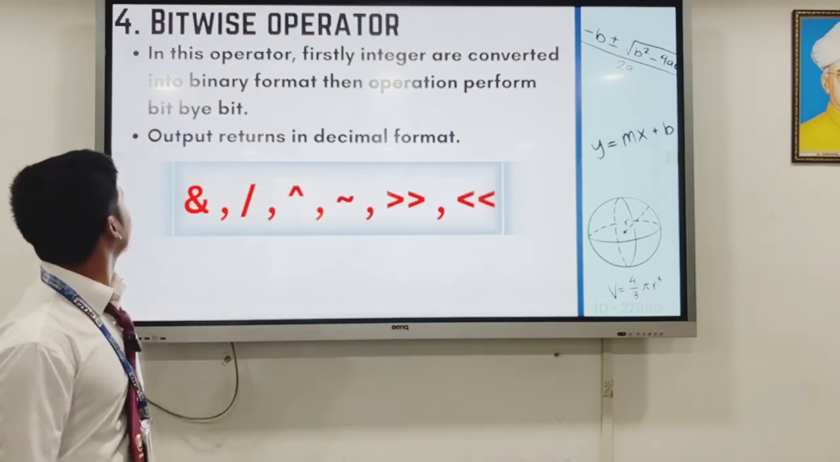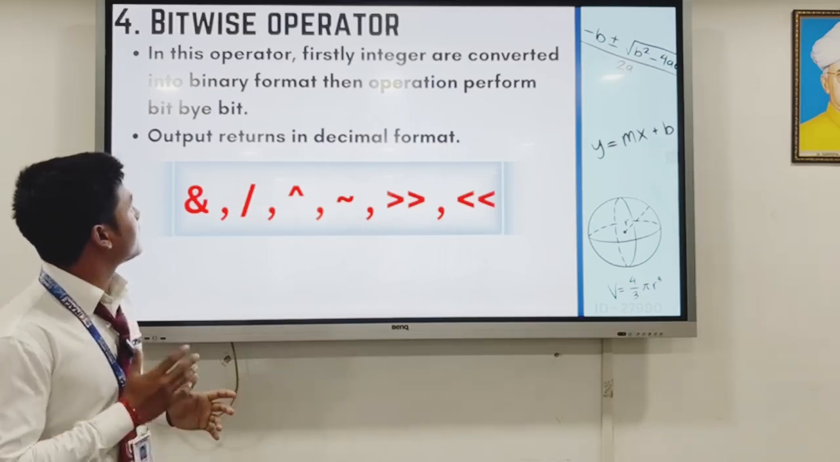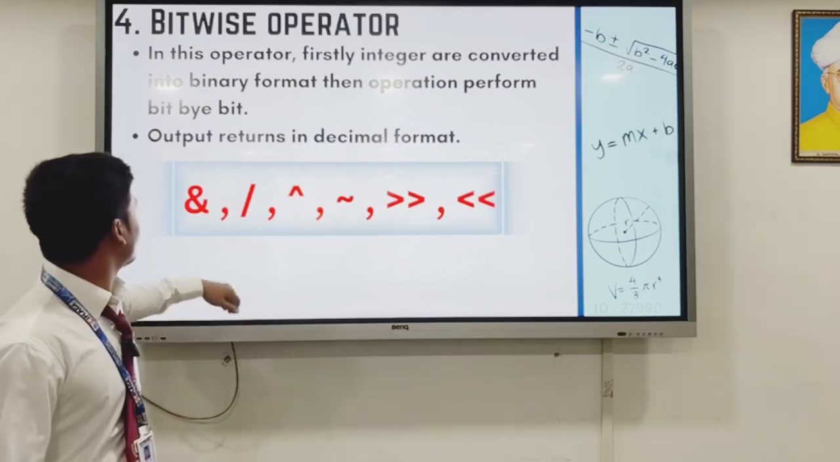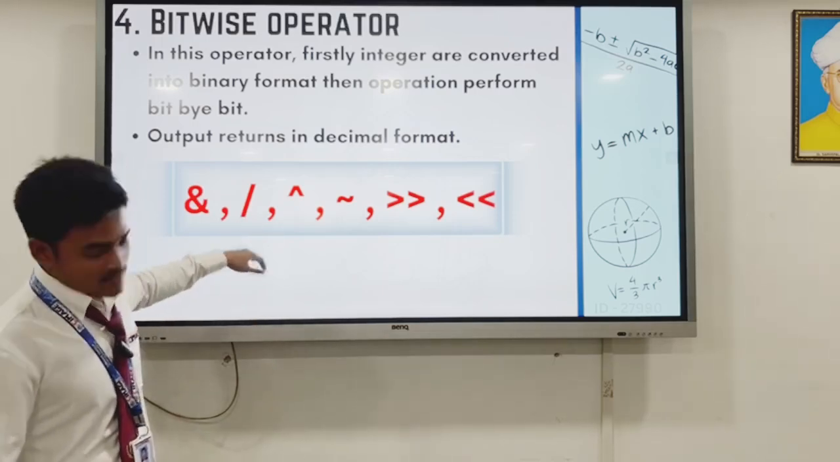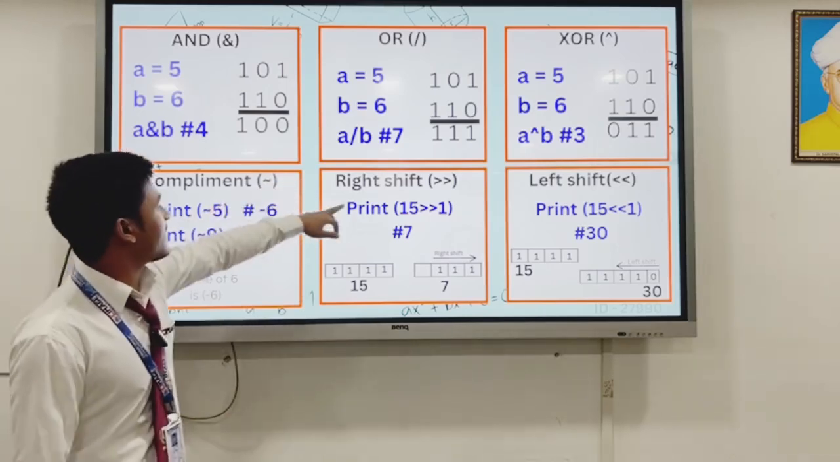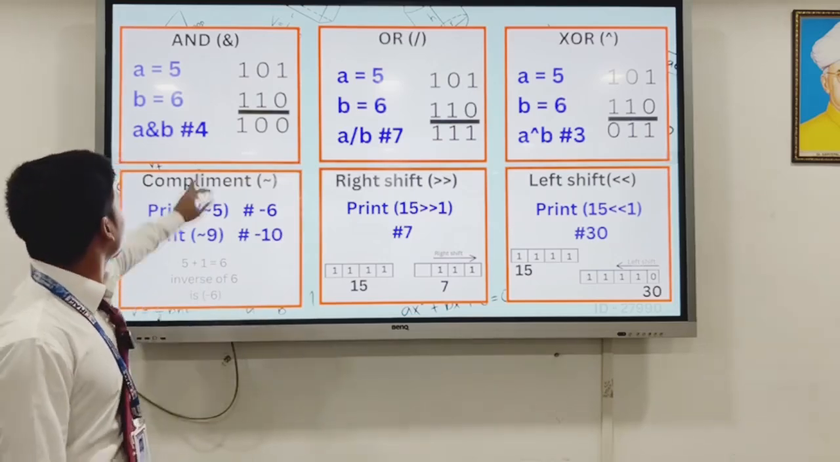Bitwise operator. In this operator, firstly integers are converted into binary format, then operation is performed bit by bit. Output returns in decimal format. AND, OR, XOR, complement, right shift and left shift. These six are the symbols of bitwise operator.